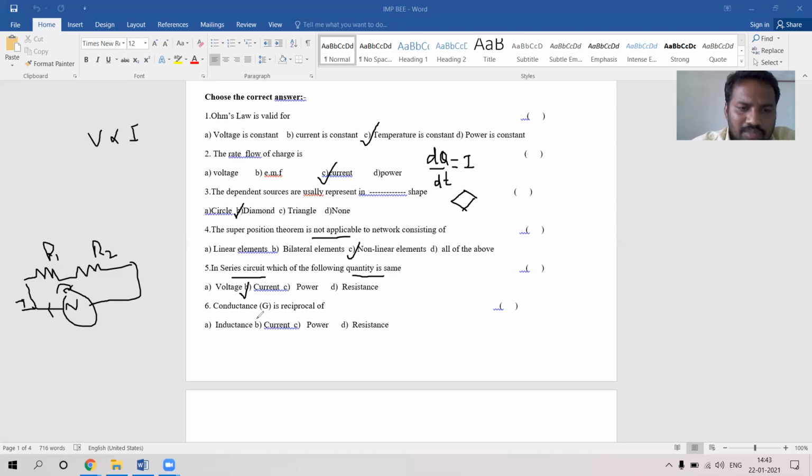Now coming to question number 6, conductance is the reciprocal of. What is conductance? We know resistance means which opposes the flow of current. The opposite of resistor, which opposes the flow of current, is conductance, which allows the flow of current. The reciprocal of resistance will give you the conductance, represented like this: G is equal to 1 by R. That is the reciprocal, 1 by resistance. The answer is resistance. Let me go with the next slide.